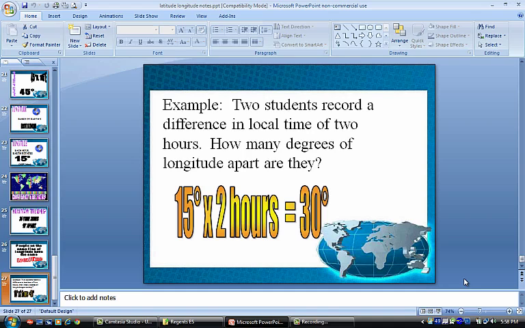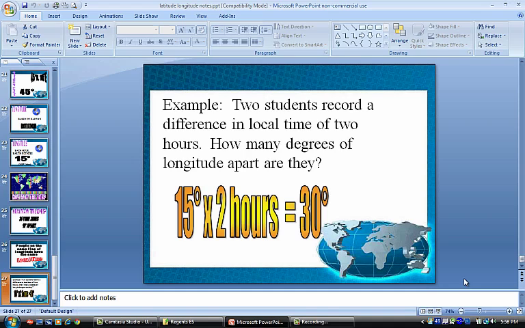Okay, and last we're going to do an example. If two students record a difference in local time of 2 hours, how many degrees of longitude are they apart? Okay, so if they have a difference of 2 hours, we're looking for the amount of degrees. So 2 hours times 15 degrees equals 30 degrees. So that would be a good review problem for an upcoming quiz. So I'd make sure we study this if you didn't already know the correct answer.